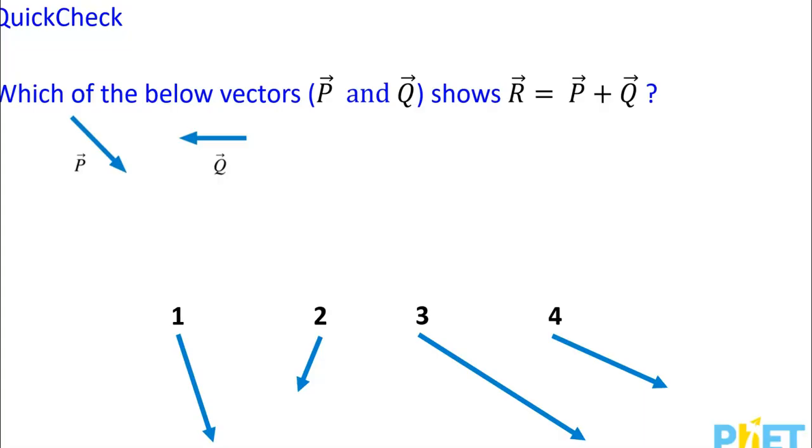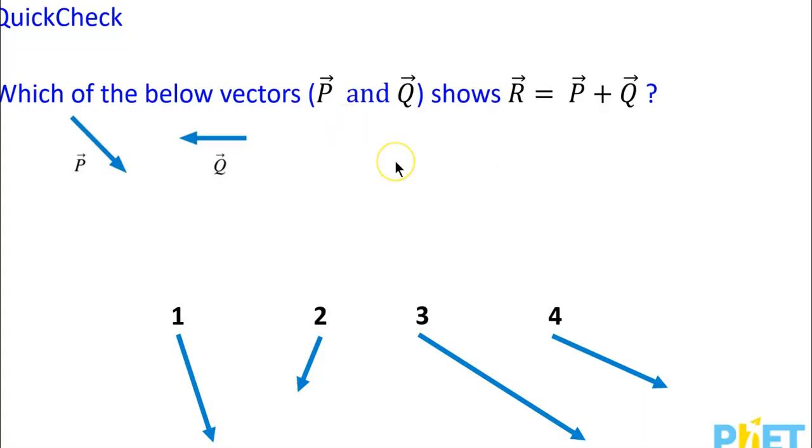Draw the vectors and try to take vector P and add it to vector Q, or vector Q plus P, tip to tail, and then the resultant vector will go from the very beginning of the first vector to the tip of the other vector. Pause the video now.